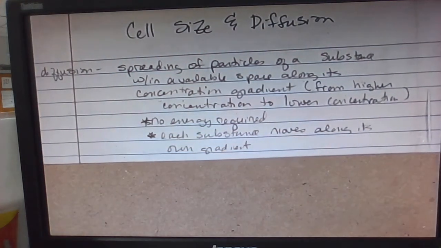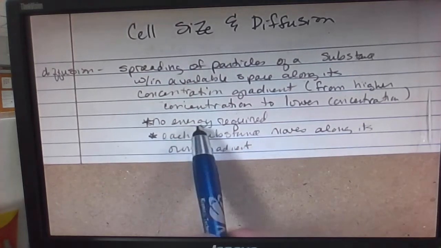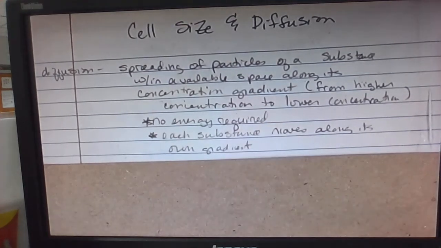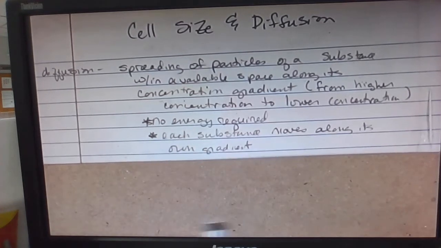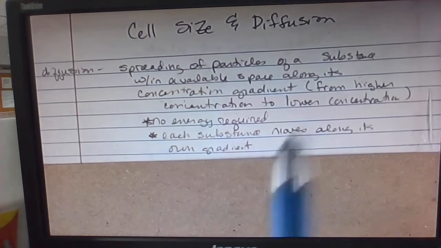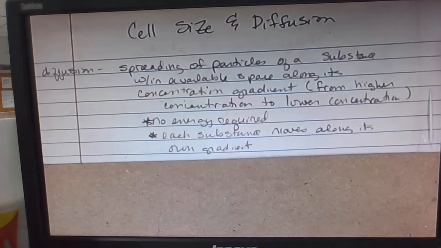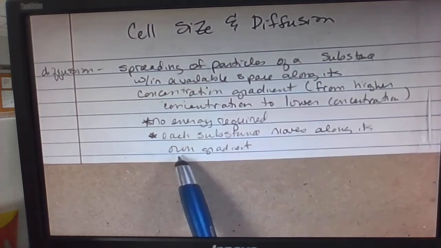For diffusion, this is a naturally occurring event. There is no energy that's required for this to happen. Also, diffusion is going to occur for each substance along that substance's own concentration gradient. So if we have different stuff, each substance will move along its concentration gradient. Each substance moves along its own gradient.